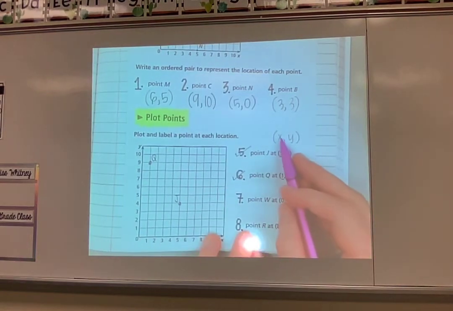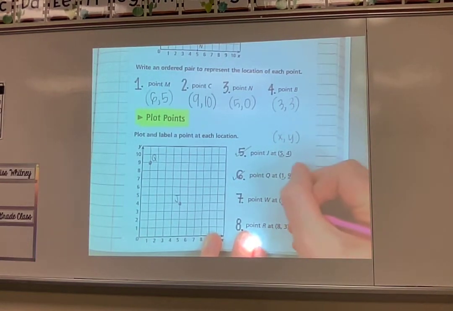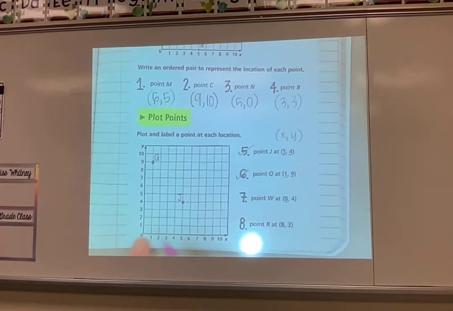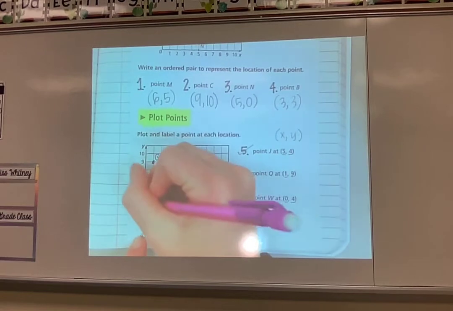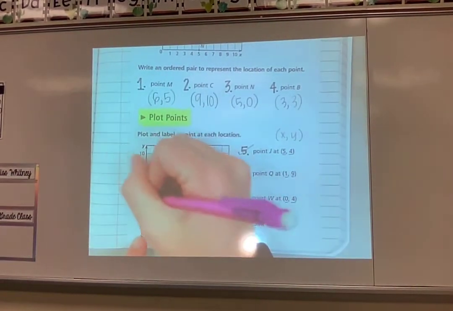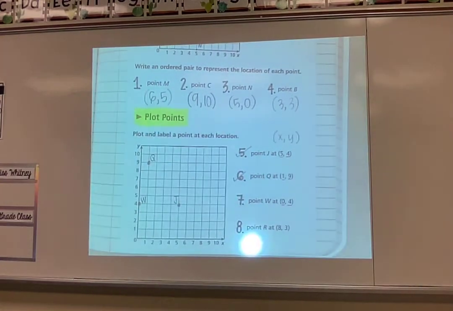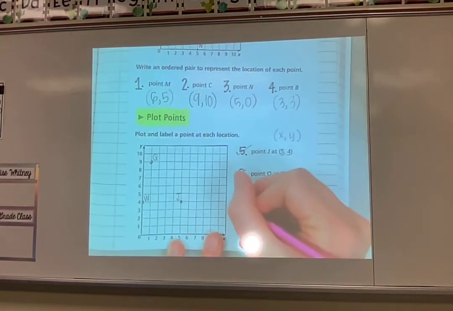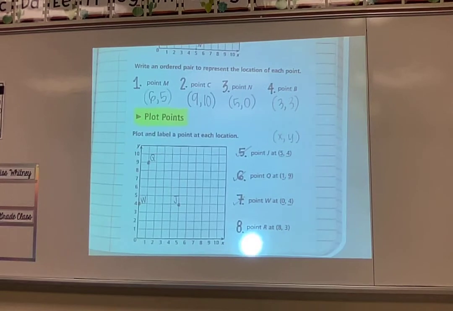So remember, x coordinates come first. So I'm going to stay at 0. It's pretty easy, so just stay there. And then the y coordinate says go up 4 on my y-axis. So right there, put my point, and we need to label it with a W. Remember, capital letters somewhere near the point so that I know it goes with that one. I check it off so I know that it's done.